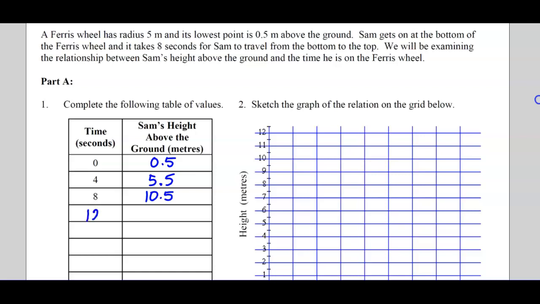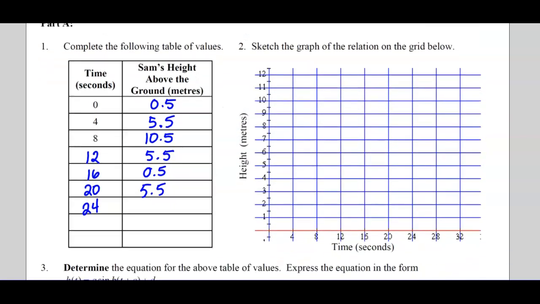Then another 4 seconds, we'll go in fours, he's at the maximum height there. The next 4 seconds, he'll be back down to 5.5. And then he'll be back down to the bottom after 16 seconds. 8 seconds to go from the bottom to the top, so a complete rotation is double that. That tells you the length of your period, 16 seconds. Then the next 4 seconds, we'll be back at 5.5, so he's on his next round. Then 10.5, then back down to 5.5 and 0.5.